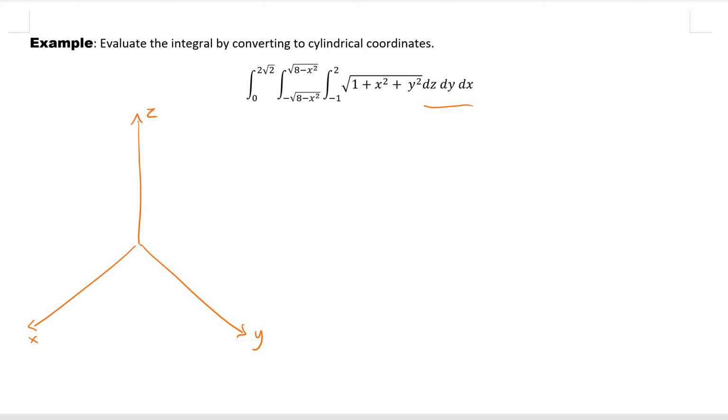Okay, we look from the outside to the inside. The outside is the x, so we have a little width here, dx. x is from 0 to square root of 2. Okay, and then next we have the y. So we draw the rectangle there. So y is from, it could be negative, this point is negative square root of 8 minus x squared. This guy is positive square root of 8 minus x squared.